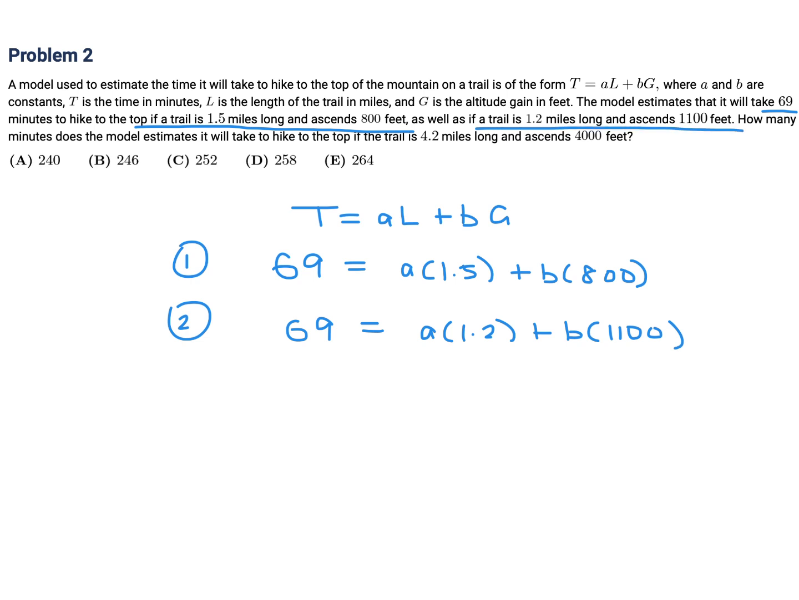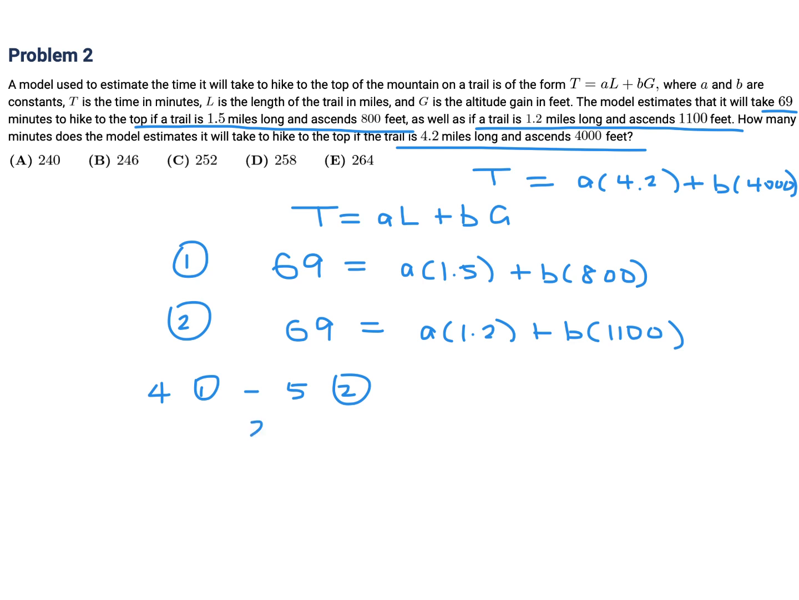Okay, so we got two equations, two variables, so we should be able to solve this. And I guess at the end we would be able to figure out this one, which would be T is equal to A times 4.2 plus B times 4,000. So obviously we're going to need to figure out what A and B are. Okay, no problem. So here we go. I'll do 4 times equation 1 minus 5 times equation 2. And that will give me 276 minus 345.